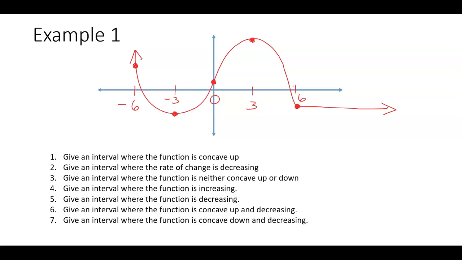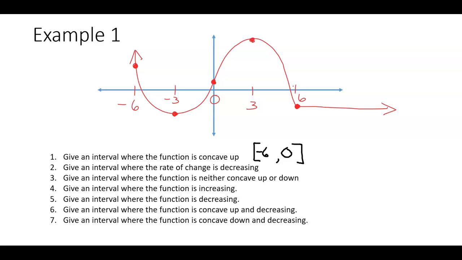So, do you guys agree that from here to here it's concave up? Yes, sir. Okay. So how would you describe that interval? We're going to go ahead and use brackets, I guess. That's fine. It starts at -6 and it ends at 0. This does not erase very well. Okay, let's do another one.